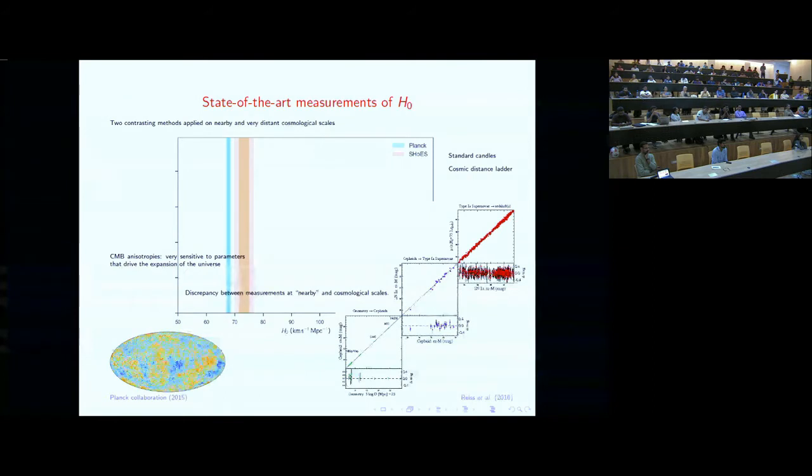And on the plot in the center, we see two bands. The greenish band on the left is the estimate that comes from the Planck experiment, which probes large cosmological scales, while the band on the right comes from the Riess et al. SH0ES collaboration at nearby redshifts. And these bands do not overlap. This means that there is a discrepancy between the two state-of-the-art measurements of the Hubble parameter.